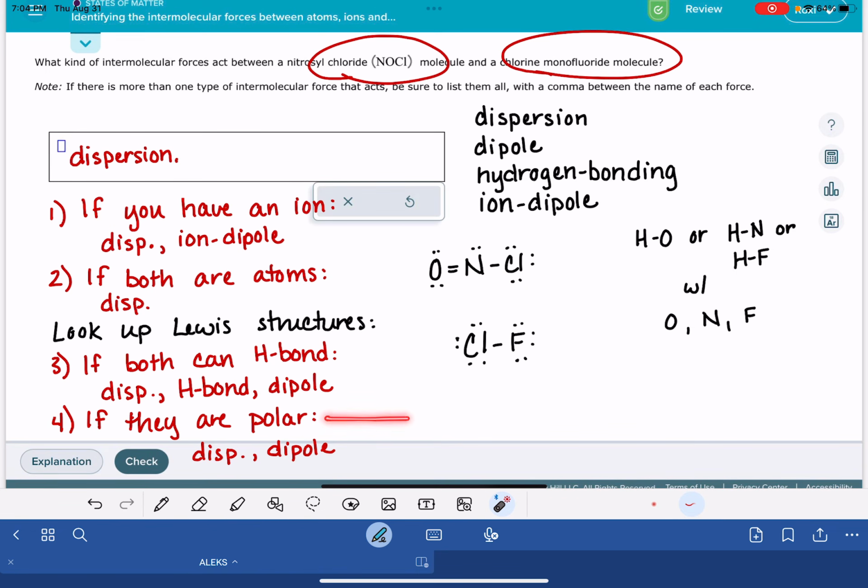I'm not going to go into how we go about identifying whether or not molecules are polar. I do have videos on that, and a lot of people have videos on that. So if you need a refresher on how to determine if a molecule is polar or not, then I encourage you to go find that.